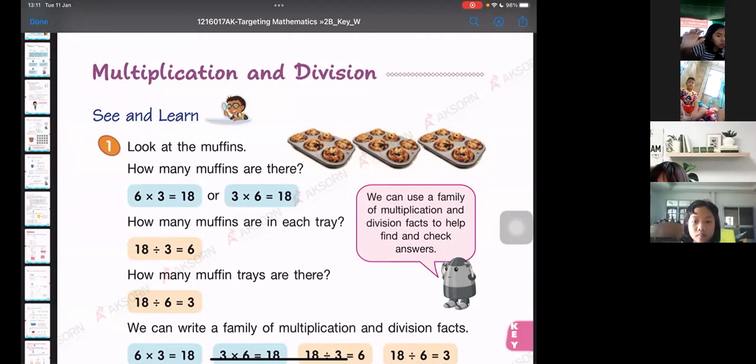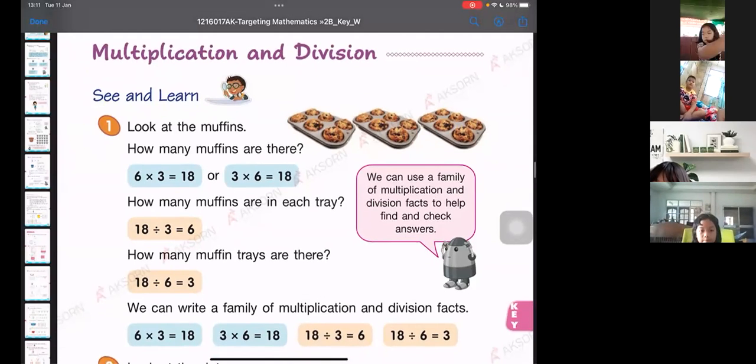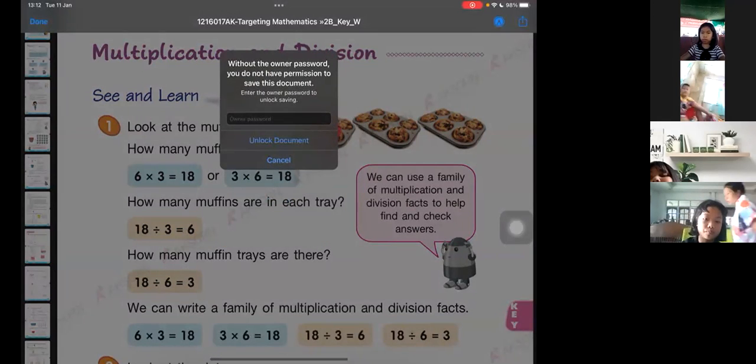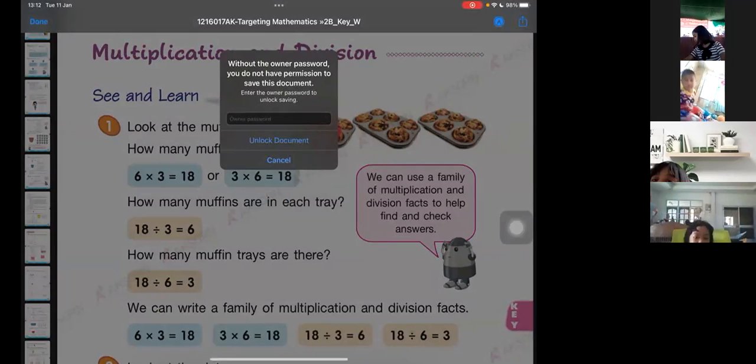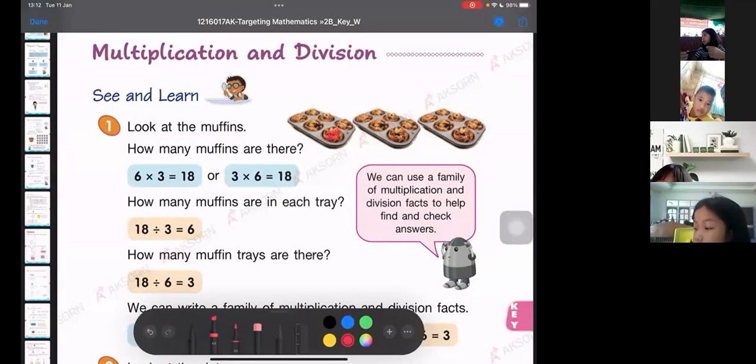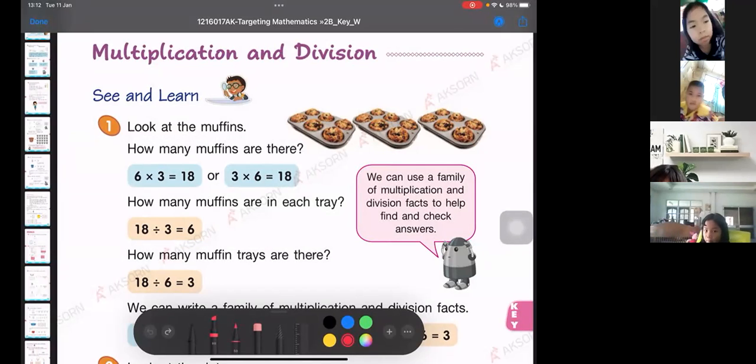Okay, so now I have here example number 1. You look at the muffins. So we have muffins. This one, we call it muffins, and this one we call muffin. And the question here is, how many muffins are there? So let's count first the muffins. Everybody, let's count the muffins.